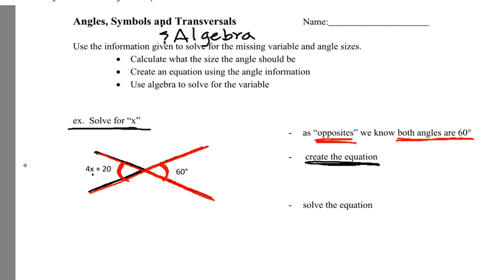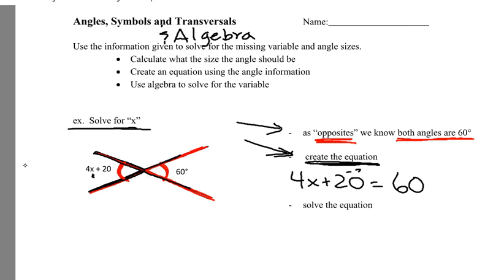So we can create the equation. This 4x plus 20 has to equal the angle opposite it, which is 60 degrees. So there's an equation with the unknown, a little bit of algebra, solving an unknown by identifying the relation and putting it into an equation. And now we can solve. Subtract 20 from both sides. We're left with 4x equal to 40. Divide both sides by 4.